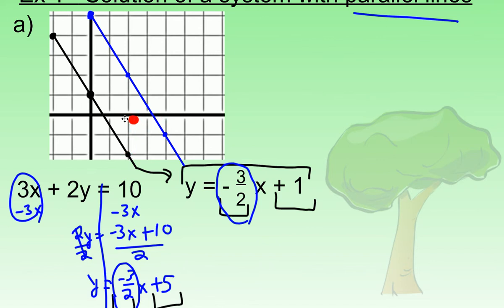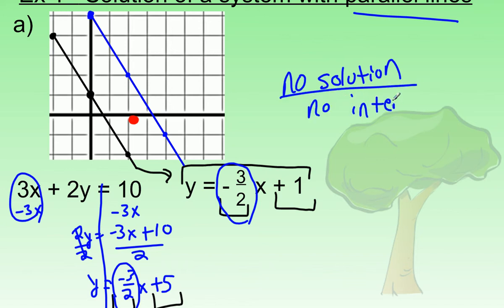The answer is nowhere. This problem does not have a solution. There is not a single point you could come up with that makes both of those equations true. This system of equations has no solution. It's no solution because there is no intersection. There's no point where the two lines are going to crisscross. There's no point where they're going to have the exact same x and y values. So there's no solution.